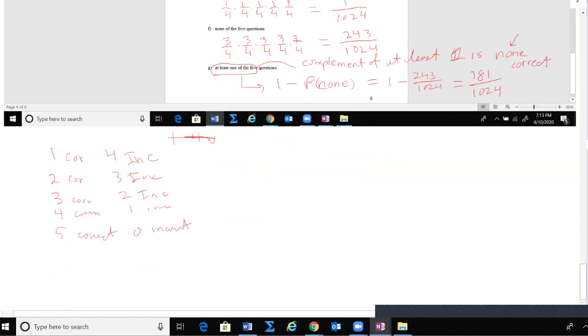Now, you'd have to figure out what the probabilities are for each of these happening and then add them all together. They are mutually exclusive. You don't have to worry about any ands in here, but you will have to add them.